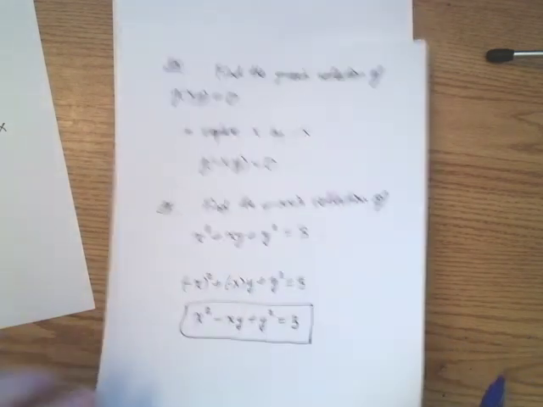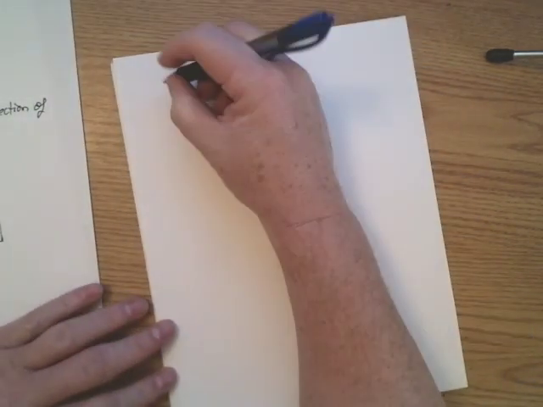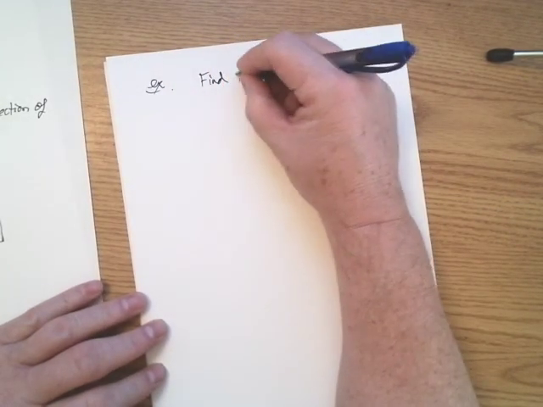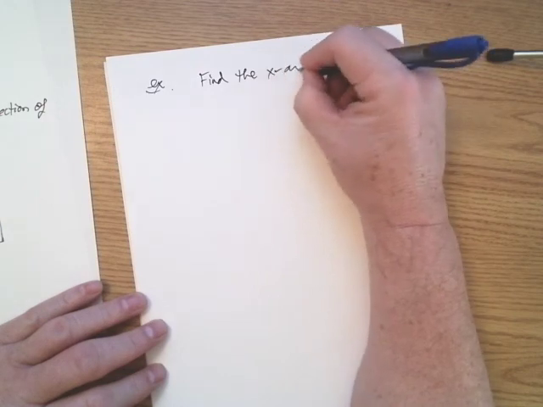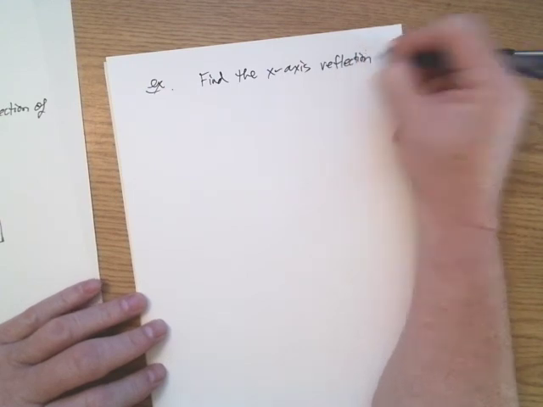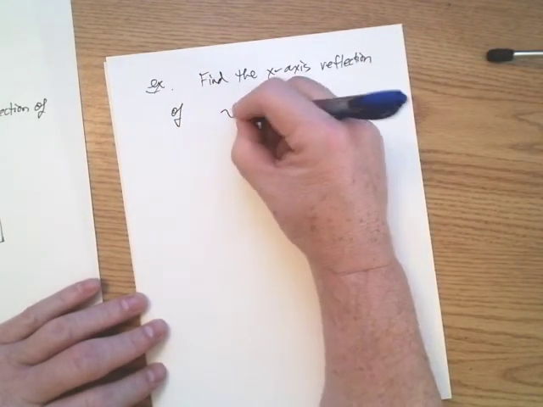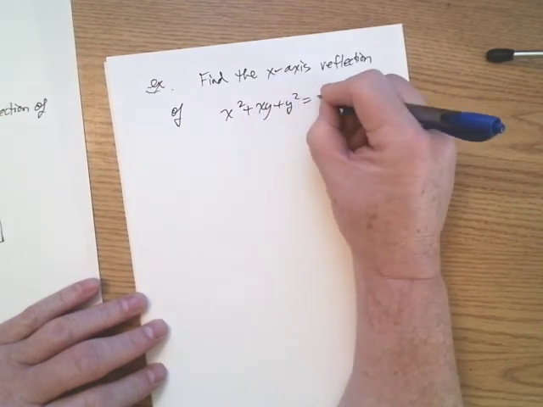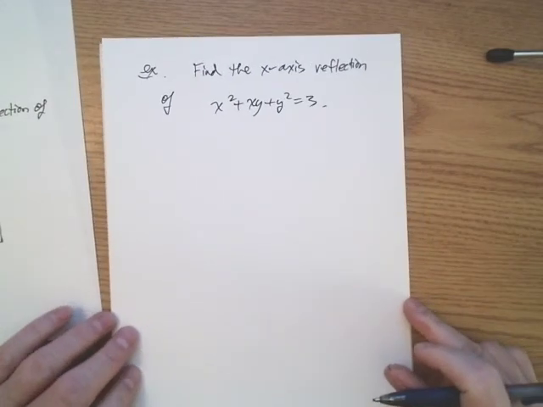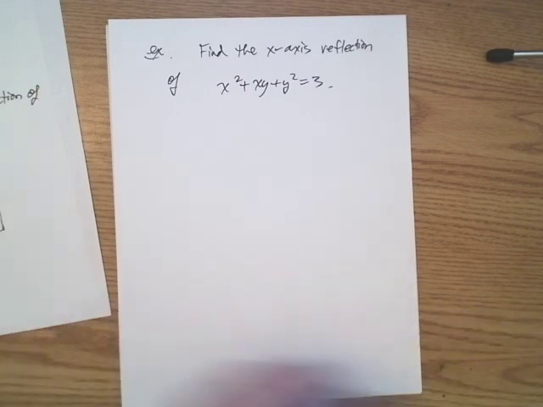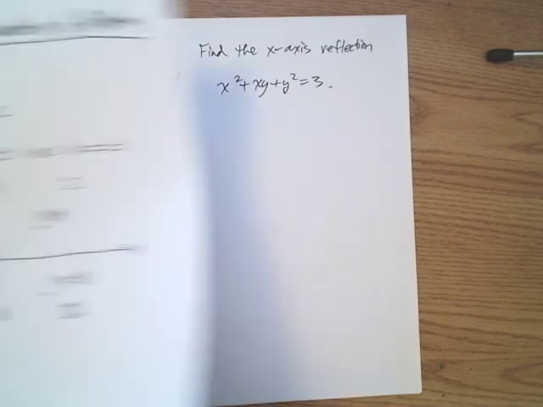Okay, let's do another one. Find the x-axis reflection of x squared plus xy plus y squared equals 3. Maybe take a second and think about it. Stop the video if you want. What would you do here? Well, come over here. What do you think you're going to do?